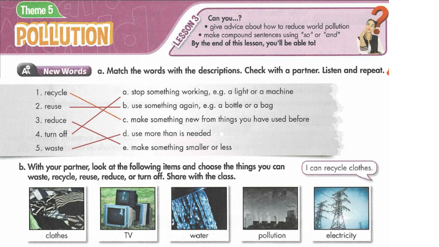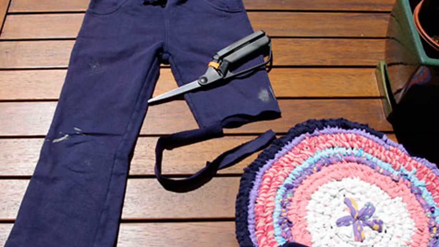Now, let's go to letter B. With your partner or with yourself, look at the following items and choose the things that you can waste, recycle, reuse, reduce, or turn off. So we have an example here. I can recycle clothes. So yes, you can recycle clothes. So if you have clothes that you are not wearing anymore, you can recycle it into a rug. Okay? I can recycle clothes.